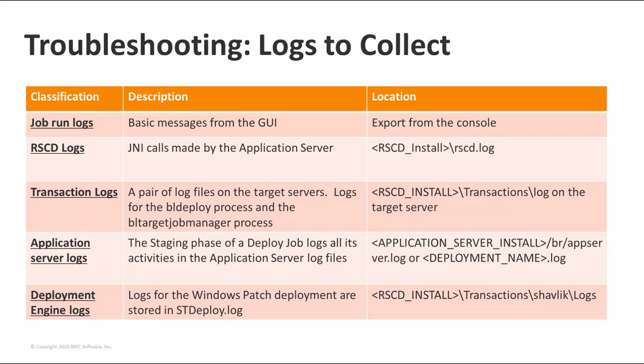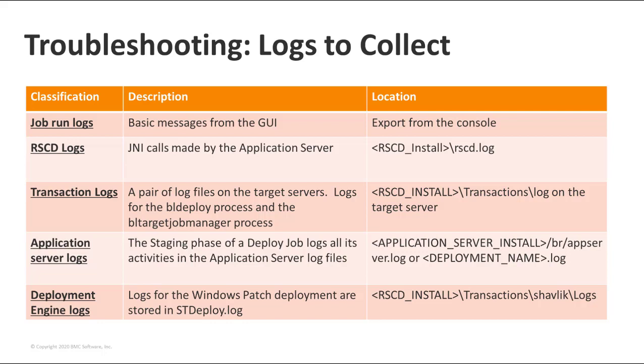So before we start the demo, I would like to speak about some of the logs that we can collect in case a deploy job fails. The first log is the job run logs. It's similar to a job run log that we collect for a patch analysis failure or a catalog update job failure. So in case a deploy job fails, the first thing that we can collect is the job run log. It contains the basic messages from the console. You have to just export it from the console and that's it.